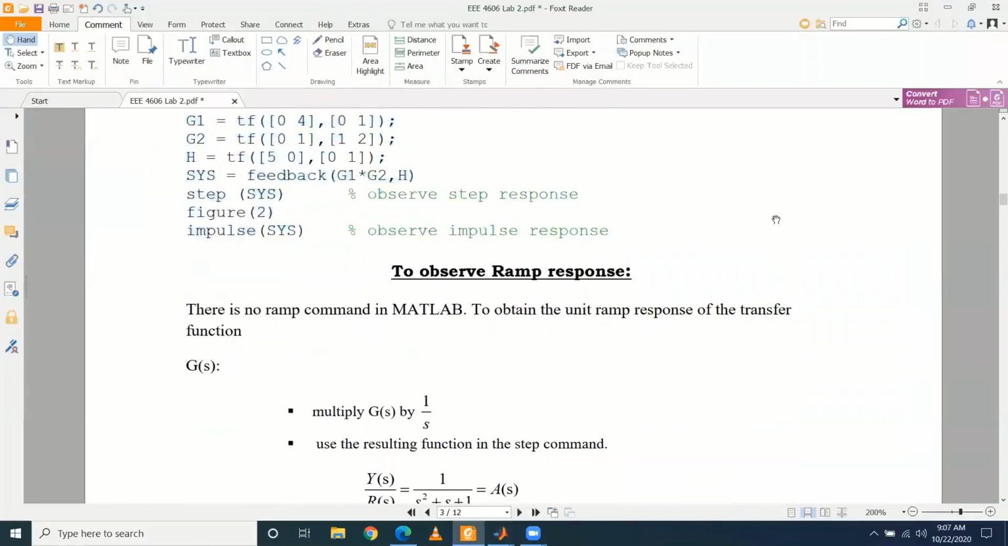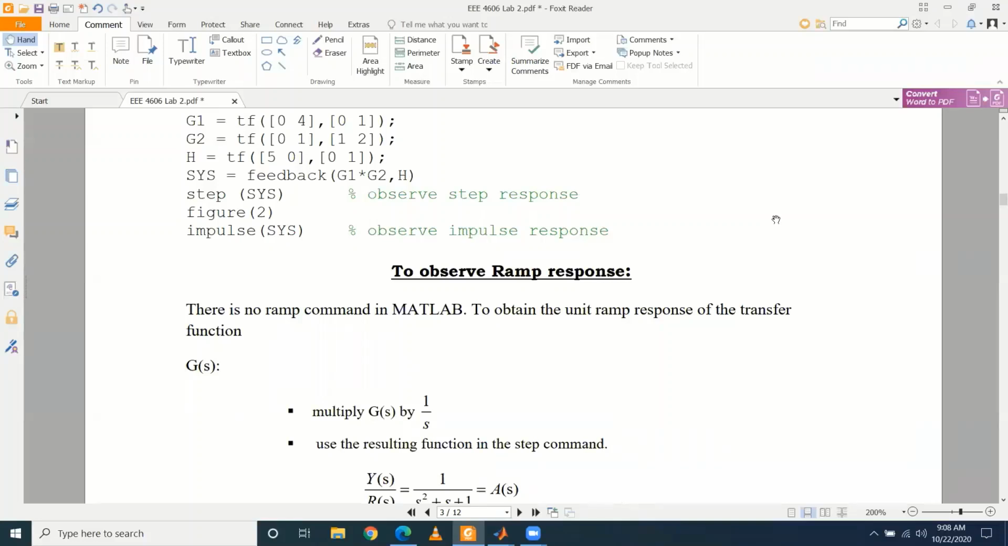Okay, so again, what is the purpose of observing these responses, step and impulse? Just so that we can understand the behavior of the system. And these input types are the simplest types of inputs, right? We call them test functions. So using these test functions, we can observe the behavior of a system.